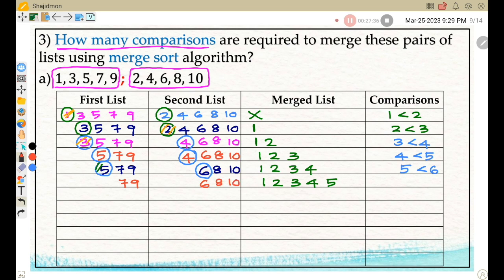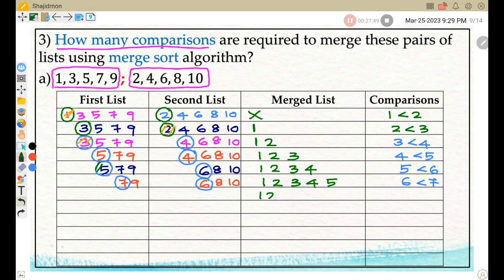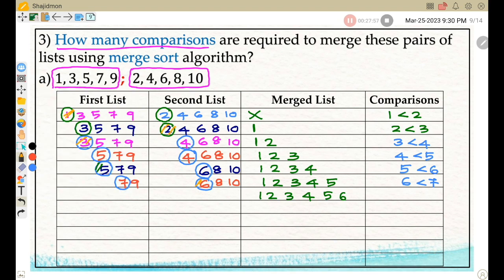Correct. Now again we are starting the comparison here. 7 and 6. So we can write 6 less than 7. The comparison. So 6 will go to the sorted list again. So 1, 2, 3, 4, 5 and 6 now. So now 6 done. This number is gone. So write the remaining numbers. Here 7 and 9 and here 8 and 10, because 6 already finished.